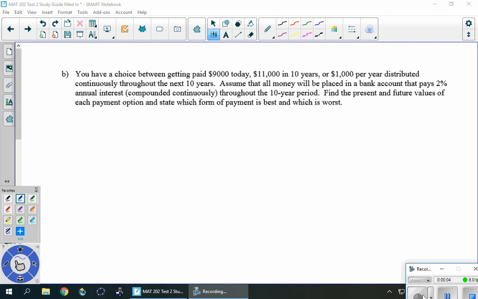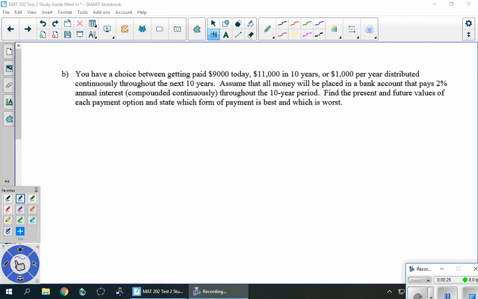You have a choice between getting paid $9,000 today, $11,000 in 10 years, or $1,000 per year distributed continuously throughout the next 10 years. Assume that all money will be placed in a bank account that pays 2% annual interest compounded continuously throughout the 10-year period. Find the present and future values of each payment option and state which form of payment is best and which is worst.